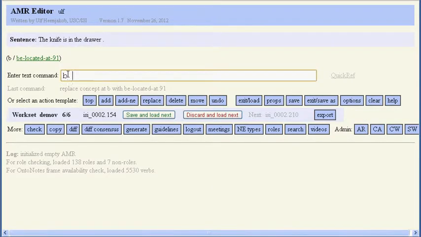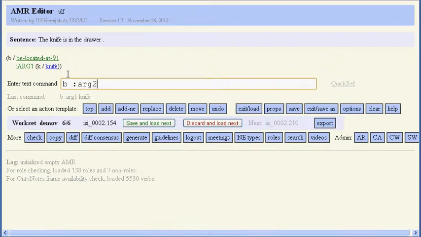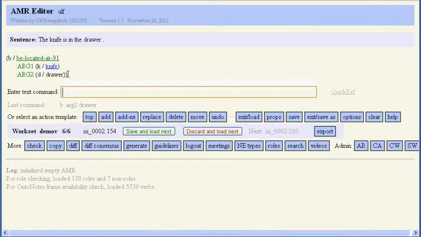So we have b arg1 knife, and be arg2 drawer. Like this over here. We save it and we're done.